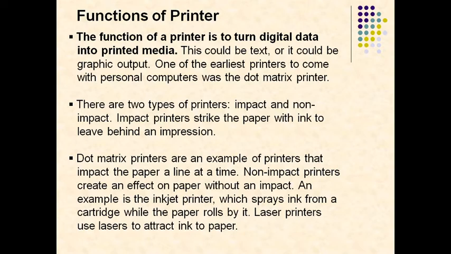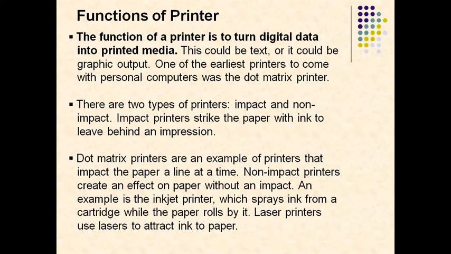Okay, students? So, what is the function of printer? It is to turn digital data into printed media, that is text or graphic output. In olden days, the printer they used to use is the dot matrix printer. Actually, we have two types of printers, that is impact printer and non-impact printer. Impact printers, like dot matrix printers, impact the paper a line at a time. That is nothing but striking the paper with ink to leave behind an impression.